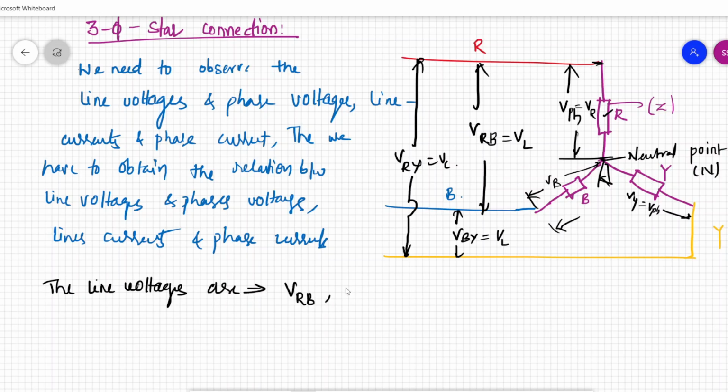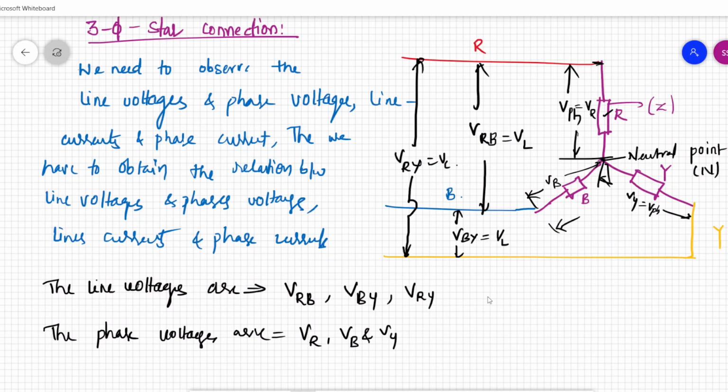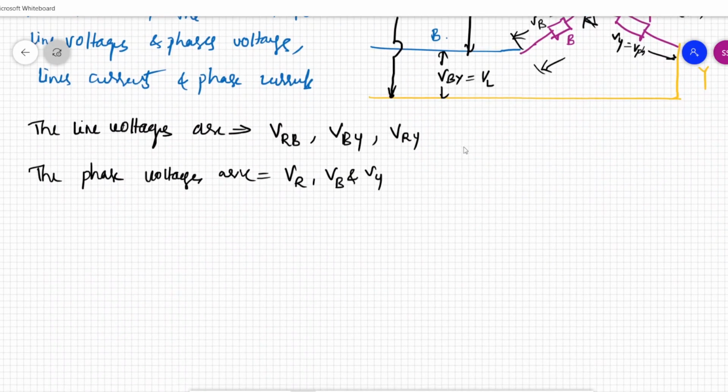So here the line voltages are VRB, VBY, VRY. Similarly, the phase voltages are VR, VB and VY. So these are phase voltages. Okay. Now what we are going to do is we need to obtain the relations, and what are line currents here?